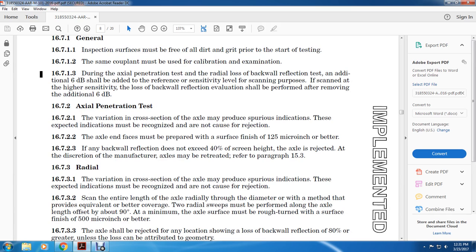16.7.2 Axle penetration test. Variations in the cross-section of the axle might produce spurious indications. Expected indications must be recognized and are not cause for rejection. The axle ends must be prepared with a surface finish of 125 micro-inches or better. If the back wall reflection does not exceed 40% of the screen height, the axle is rejected at the discretion of the manufacturer, or may be retested. Refer to paragraph 15.3.